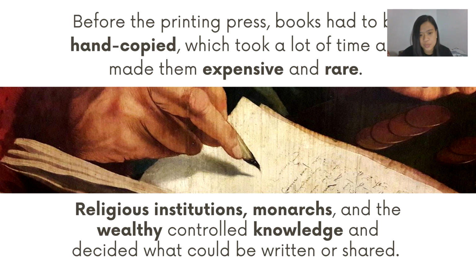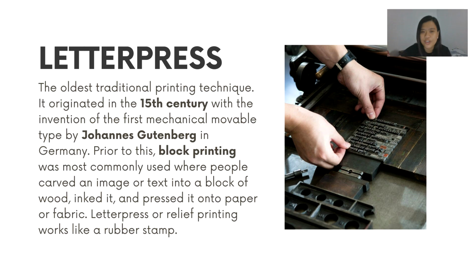So before the printing press, books had to be hand copied, which took a lot of time and made them expensive and rare, because religious institutions, the wealthy people, and the monarchs controlled knowledge and decided what could be written or shared. But with the invention of the printing press, books became available not just for the elite, but also for the ordinary people. Now, let us first discuss the first basic printing method, which is the letterpress printing.